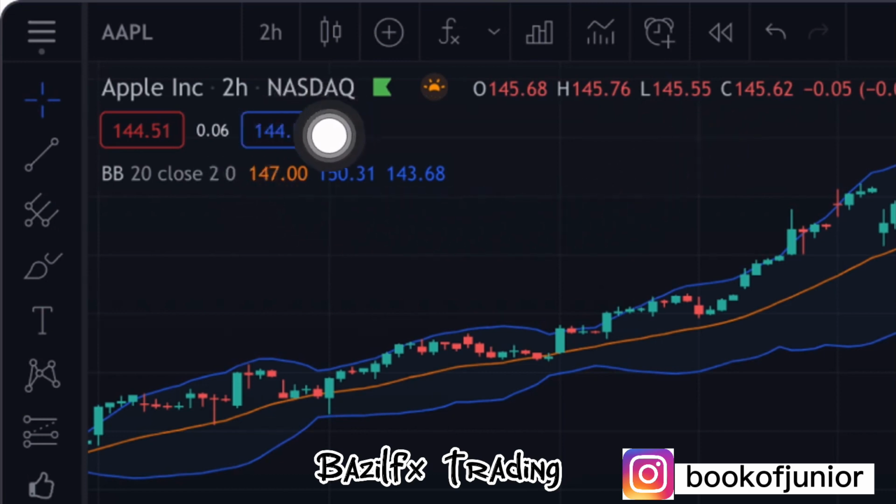Then as you can see here, this is the Apple stock, and even the Apple stock has a bid and ask price. So this here, in red, is the ask price. This in blue is the bid price. Remember, bid means sell and ask means buy. So these are the two prices we have here for the Apple stock. This is my TradingView.